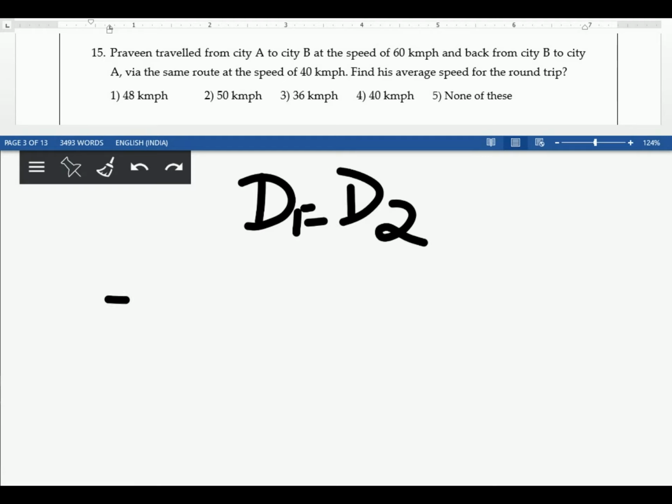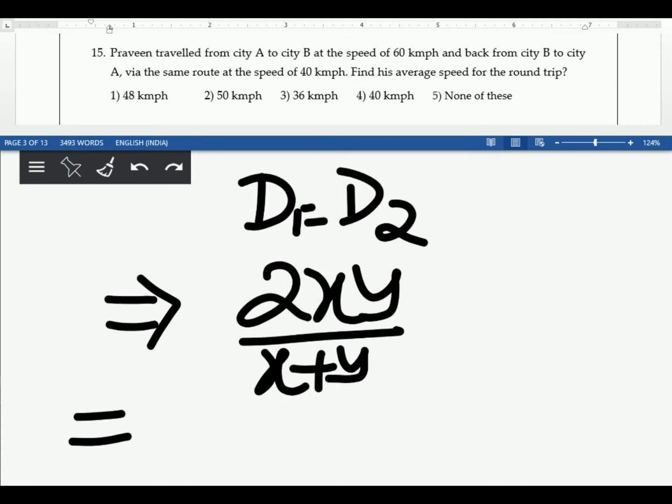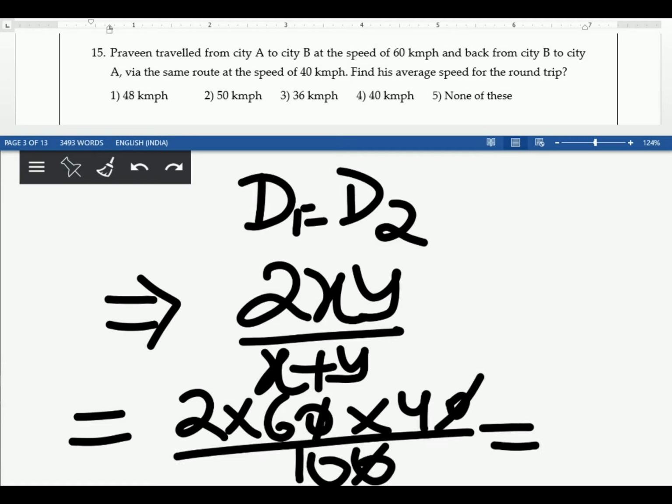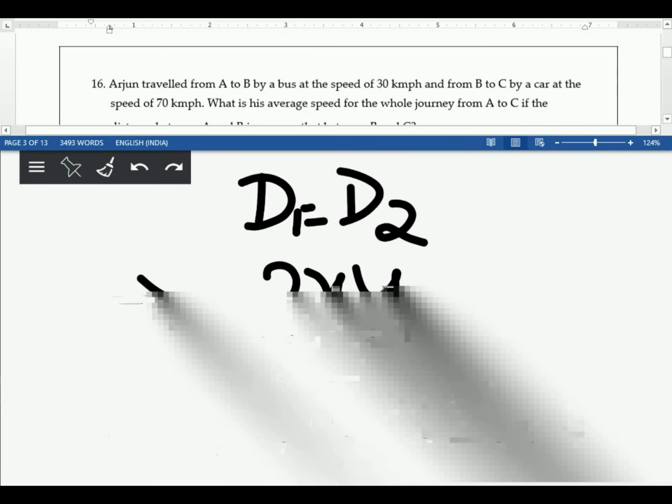So for this we can calculate with 2xy by x plus y. Here x and y are the speeds, 2 into 60 into 40 by 100. Cancel. 6 into 8, that equals 48 kilometers per hour. First option. Next, 16th question.